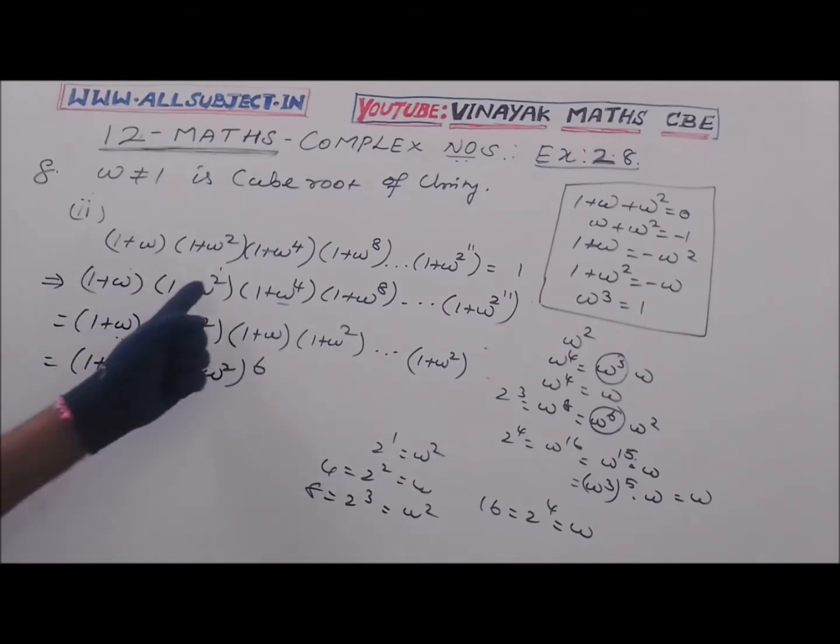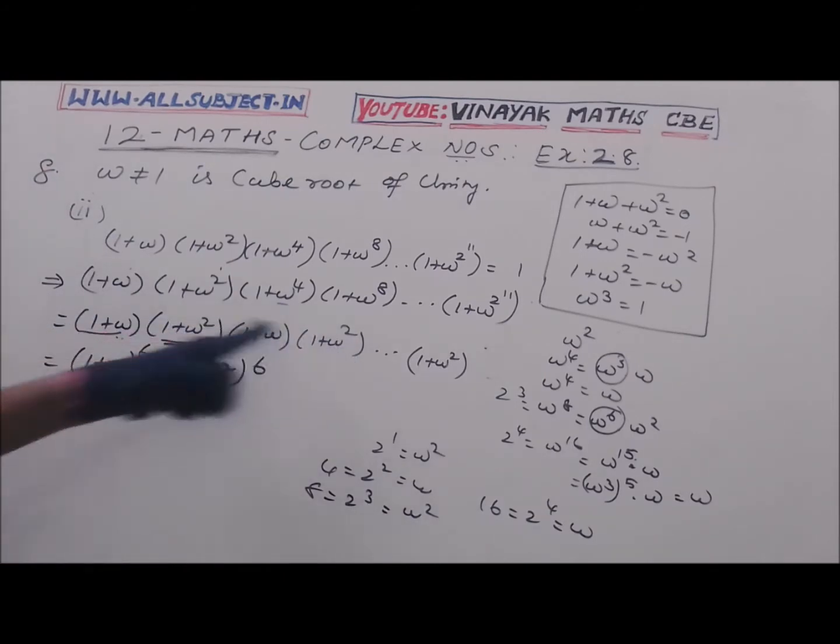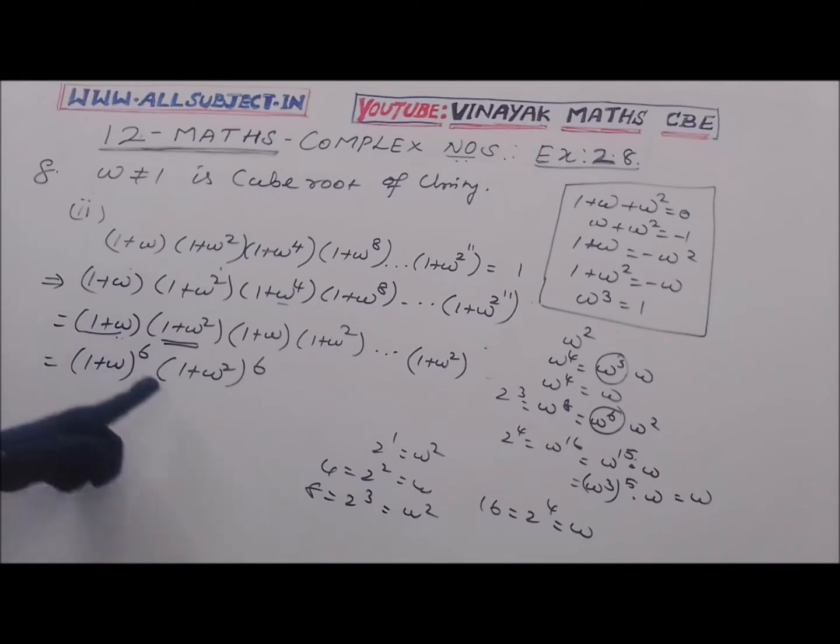Totally we will have from 2 power 1 to 2 power 11, 11 terms, and another term we have 1 plus omega. So totally we can have 12 terms. In it, 1 plus omega exists 6 times and 1 plus omega square exists 6 times. So totally we can write it as (1 plus omega) power 6 into (1 plus omega square) whole power 6.